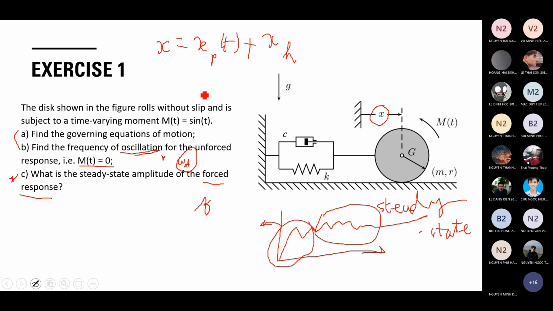Okay, the xh is the general, the complementary function, and the xp is a particular solution for this equation, right? So what is the M(t) here? It is the sine of t.